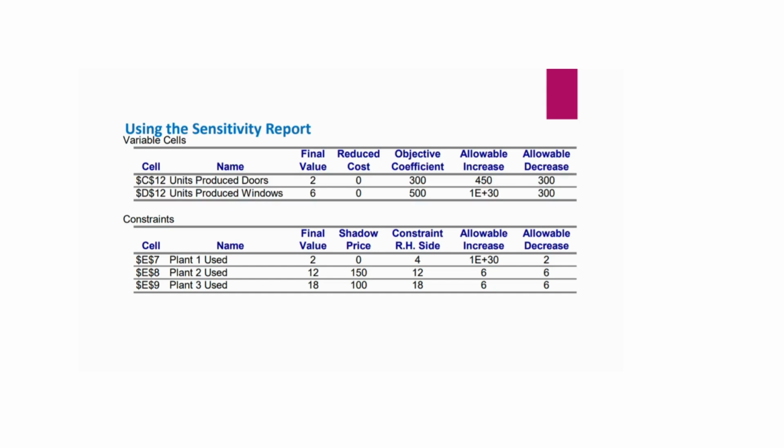The shadow price is important because it tells us about the additional profit, or the incremental profit, that can be maintained within this range of allowable increase and decrease.